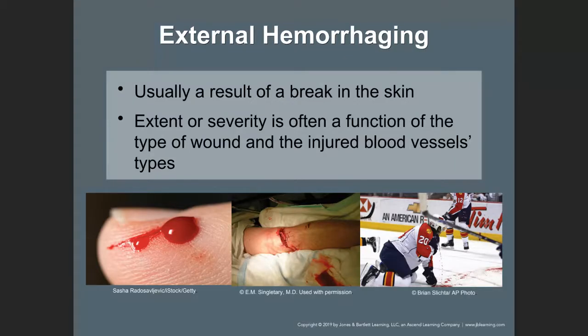External hemorrhaging is usually a result of a break in the skin. The extent or severity is often a function of the type of wound and the injured blood vessel types. So the type of bleeding that occurs will be dependent on whether it's a capillary, arterial vessel, or venous vessel.